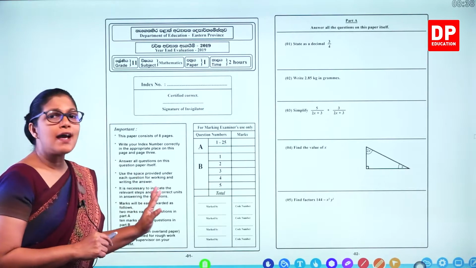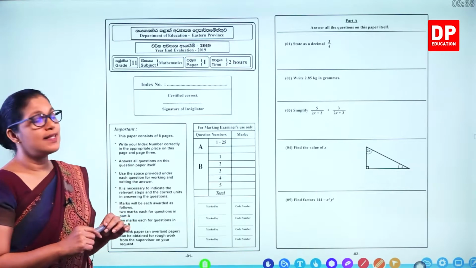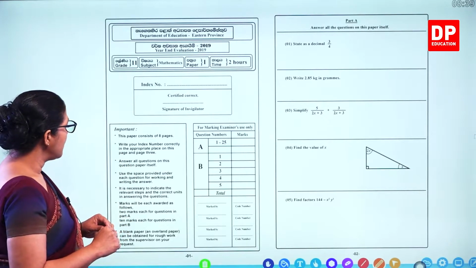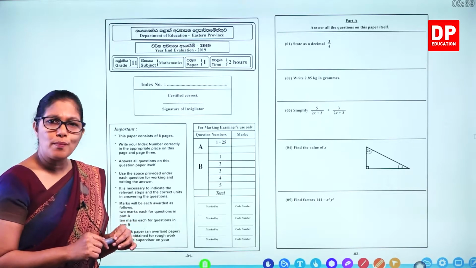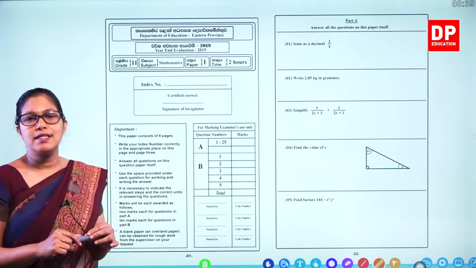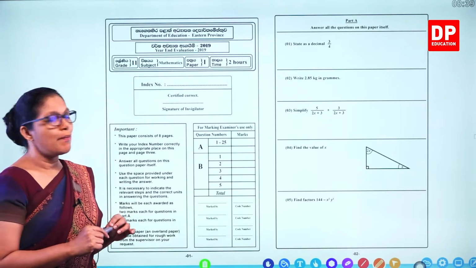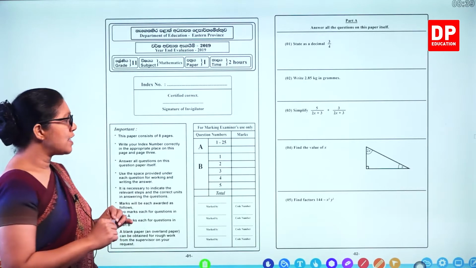Spaces are given in paper 1, so you have to write down the answers in the space provided. Each question in part A gets 2 marks, and for part B questions, you get 10 marks. So what about the time? You have to manage your time.